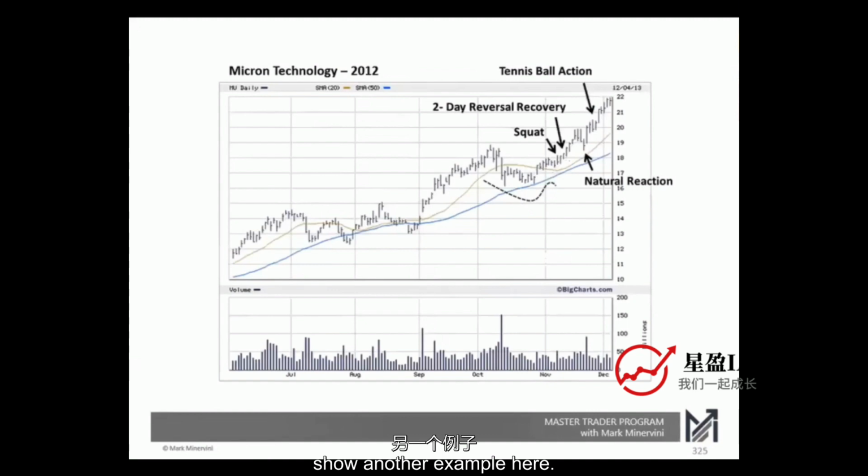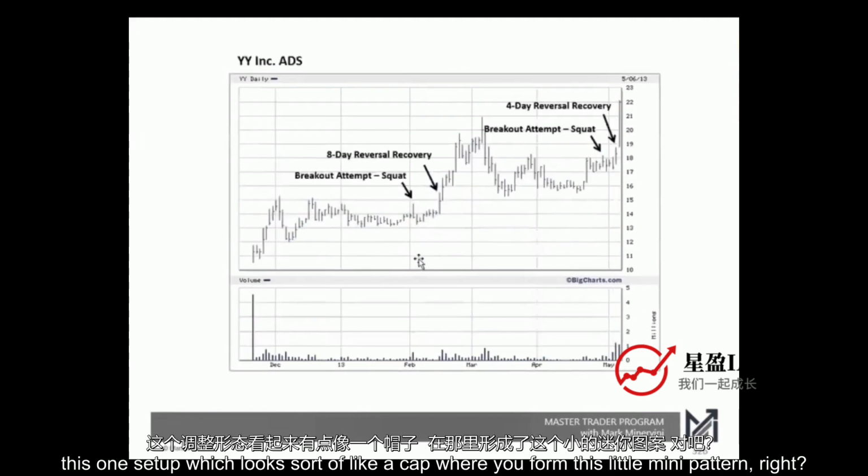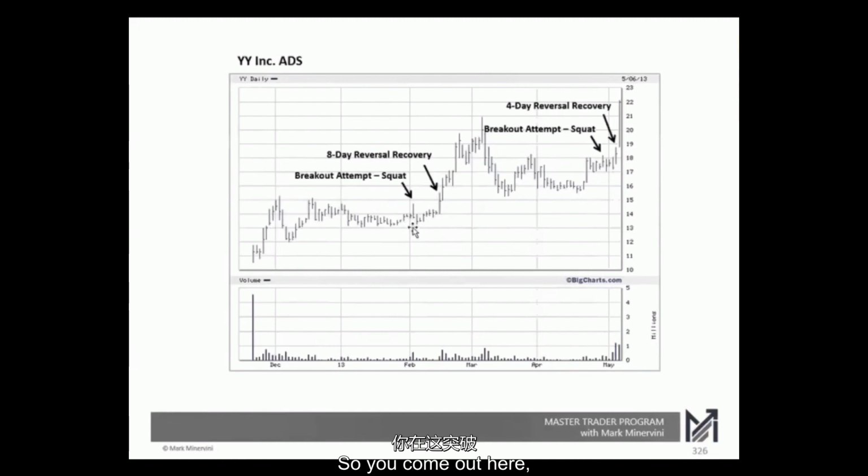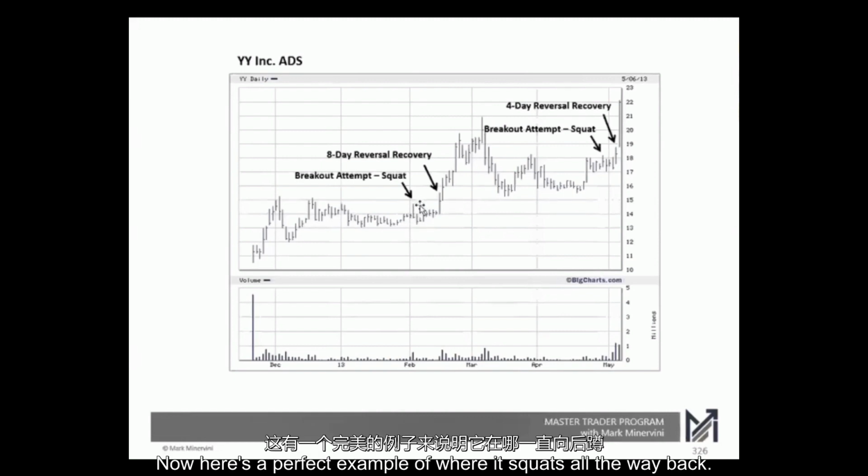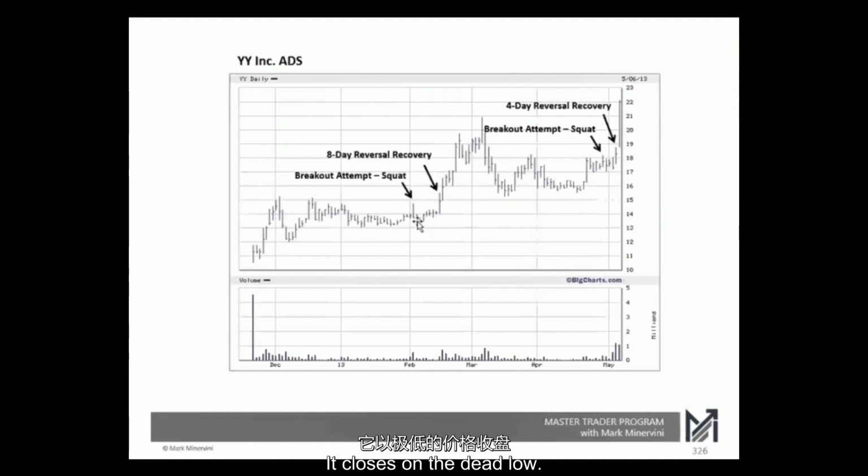Show you another example here. So these can set up. This one looks sort of like a cap, where you form this little pattern. You come out here on what we call a pause pivot. It was just 1 day, or actually 2 days, I'm sorry, it's so small here. You form this VCP, it tightens up, breaks out. Now here's a perfect example of where it squats all the way back. It closes on the dead low. The next day follows through to the downside. Again, this may not be big enough for me to sell it all. I'd probably just reduce because this isn't a huge bar.